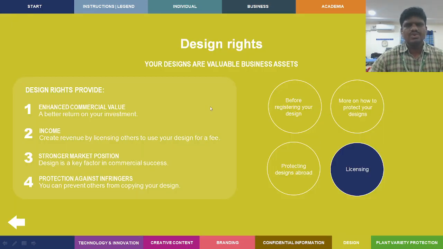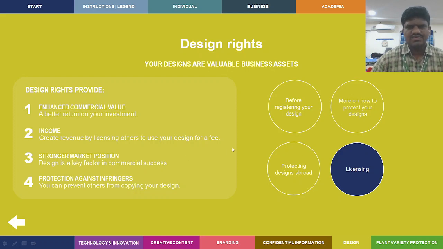Next, designs. We can protect any design, any building design or device design. That also you can certify under a design patent. One benefit is enhanced commercial value: any income, creating revenue by licensing others to use the design for a fee. Another is a stronger market position, as design is a key factor in commercial success. Like any design, such as the Taj Mahal, these are not patented, but designs are automatically protected by the government.